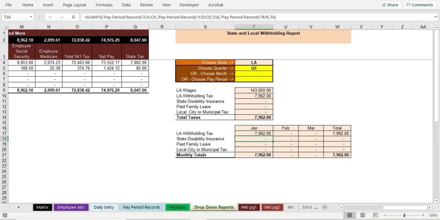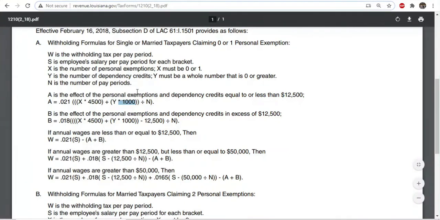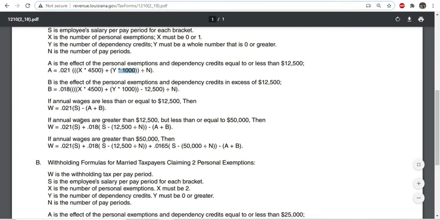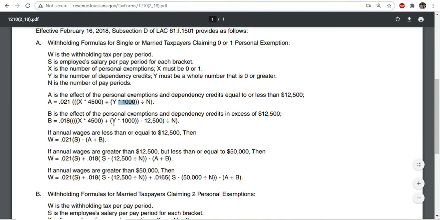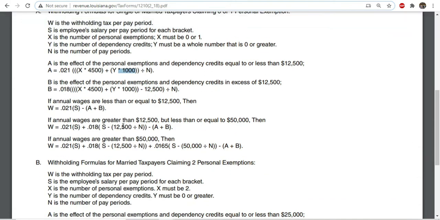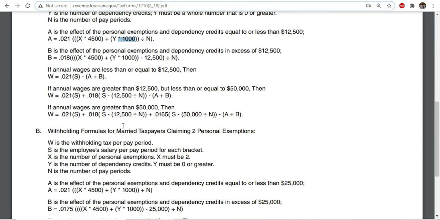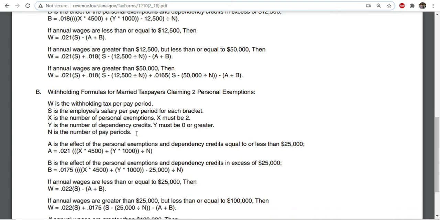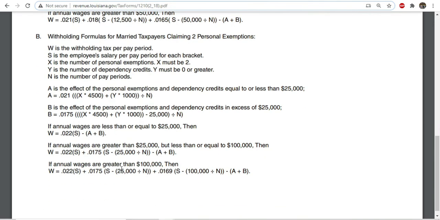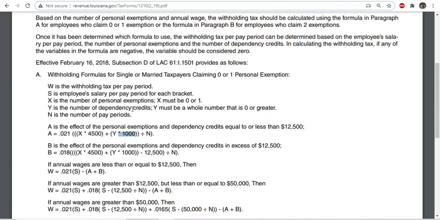So like I said, it's a little more complicated than I would like it to be. I wish they had a better way of displaying this table. They haven't updated in years. This is 2018, but I think that the rates have been the same since 2009. If there are any updates in 2021, I will let you know, but it looks like this is probably going to stay constant. So that is Louisiana.